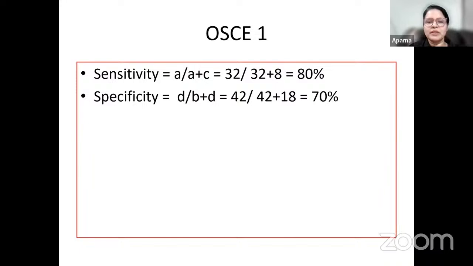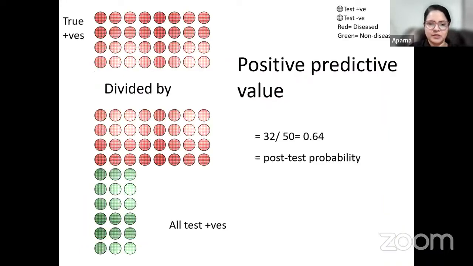So 32 divided by 32 plus 8, that is 40, which is 80%, is sensitivity. And specificity is 42 divided by 60, which is 70%. Now, what about the other two terms, positive predictive value and negative predictive value? These two terms are relatively more easily applicable for the clinician.